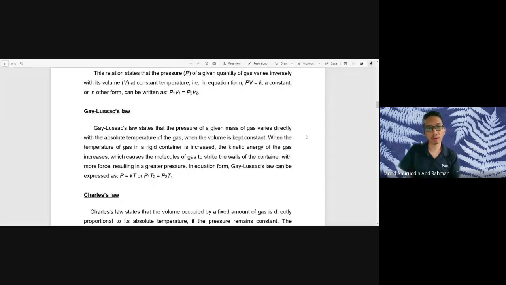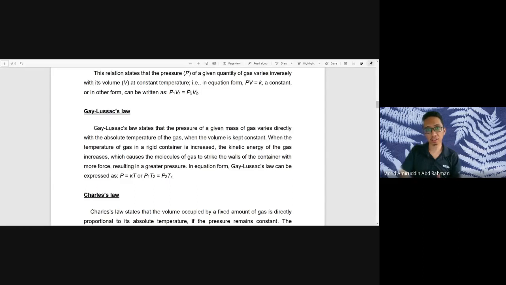Okay, let's have a look at Gay-Lussac's law. Gay-Lussac's law states that the pressure of a given mass of gas varies directly with the absolute temperature of the gas, when the volume is kept constant. So it's different from Boyle's law.